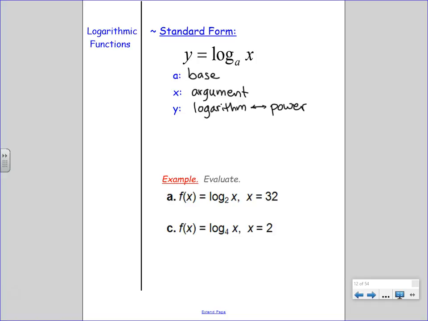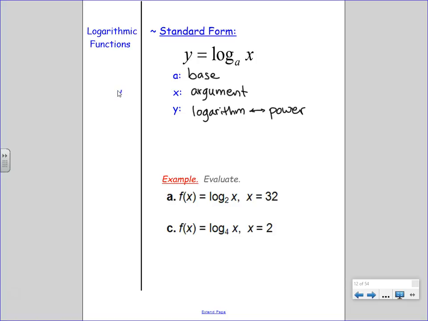Here's where it gets a little weird. Logarithms, I don't know if I can necessarily say they were designed or developed to, but they do describe powers. Logarithms help us zero in on powers. Another way of saying it is each logarithm represents a power, which once again might be a little weird.